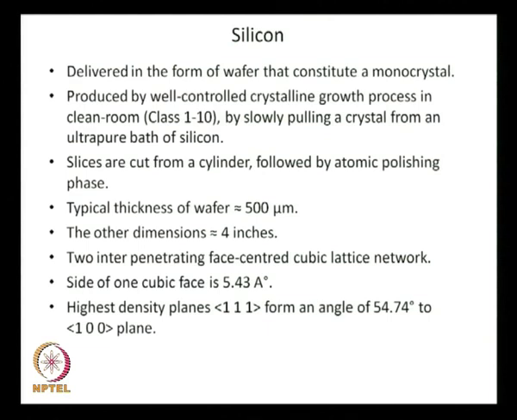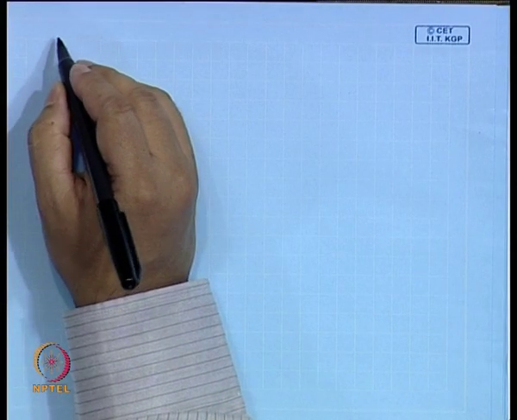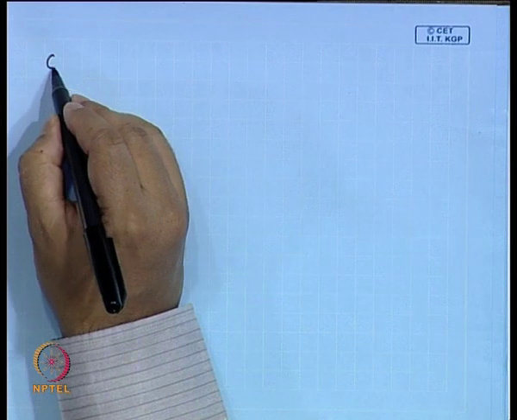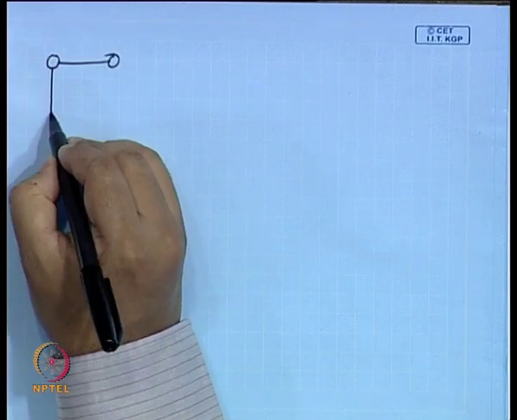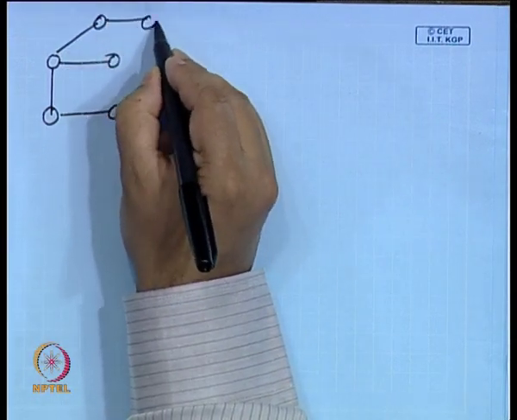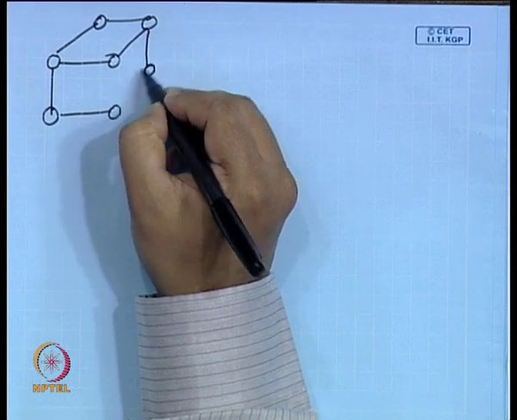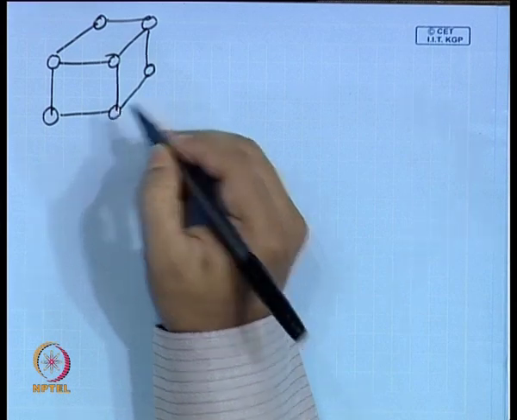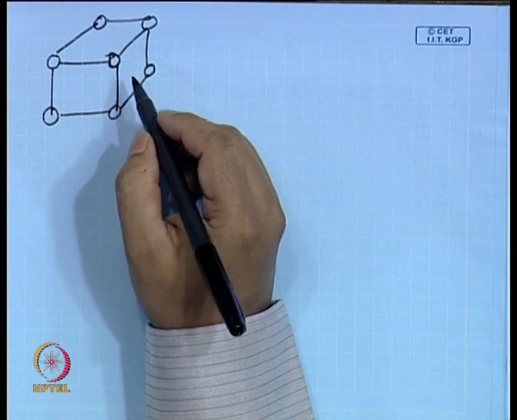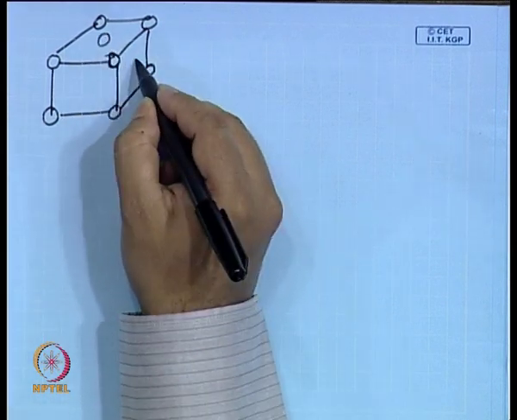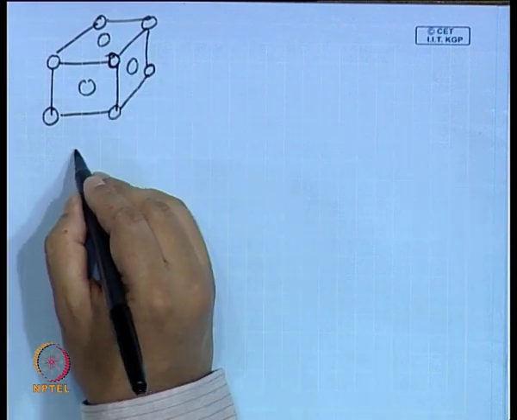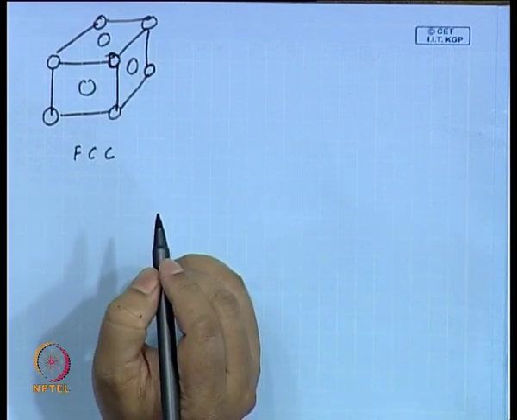The silicon crystal, it is basically, you understand what a cubic lattice is. Cubic lattice means a cube with one atom at each corner. This is not silicon, but this is called a cubic lattice. Okay. Then there is something called a face centered cubic lattice. That means one atom at the center of each face as well. All right. So, this is called a face centered cubic lattice, FCC.